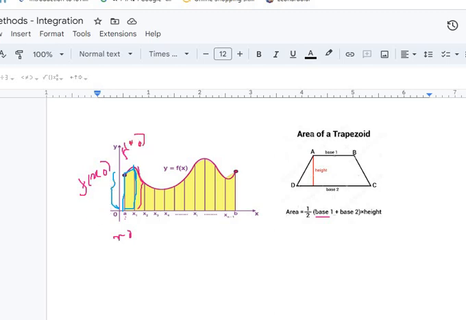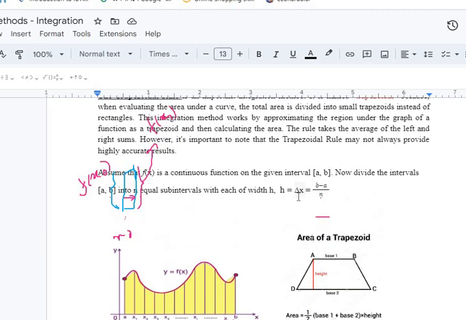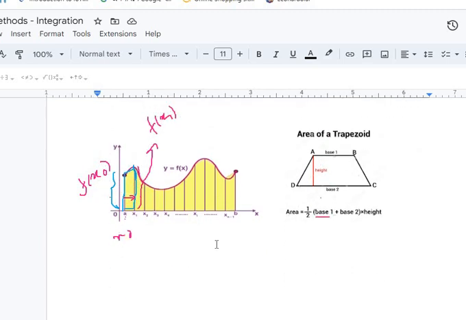Same way, this side of the height is given as f of x1. So we have got base 1 and base 2. Now what you need to find? We need to find the distance between base 1 and base 2. This distance is known as h, or delta x. So now you have both the sides, base 1 and base 2, and the distance between these two.